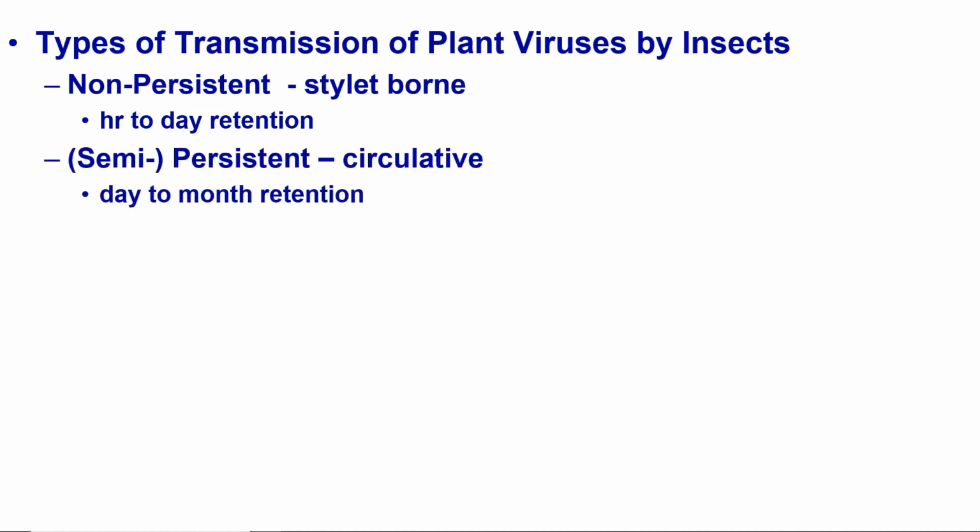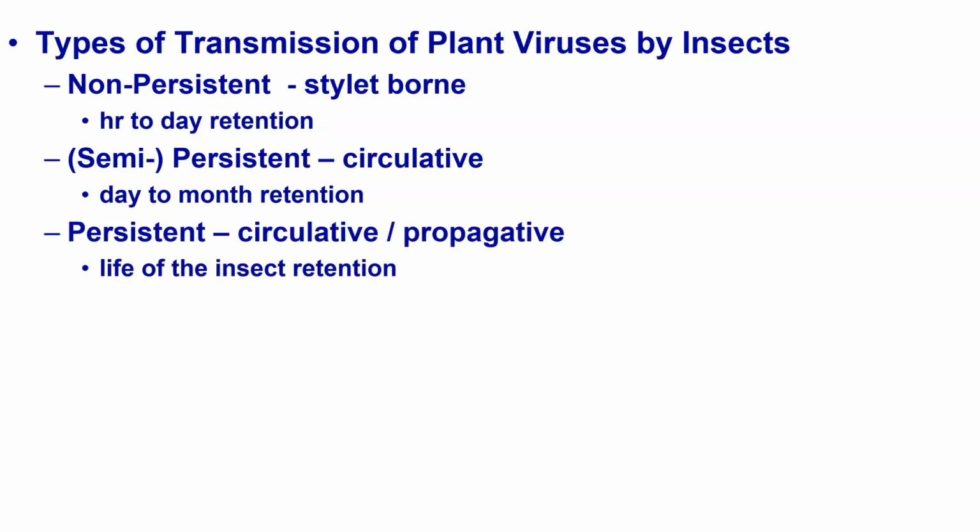We have what we call semi-persistent or circulative, day to month retention. Insect feeds, the virus gets into the organism. It stays inactive inside of the organism. Every time the organism feeds, it puts back some of the saliva that will help in the feeding process. There will be transmission of the virus because the material is inside of the insect. Therefore, you get a transmission window of day to a month.